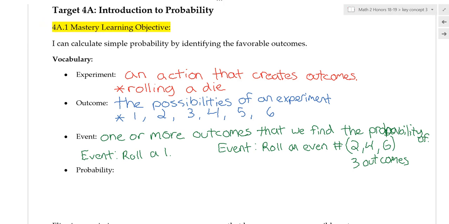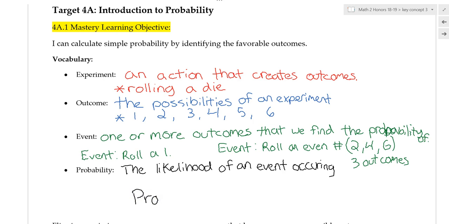Okay, then what is actually probability? Probability is the likelihood of an event occurring. So how likely is it that that's going to happen? How likely is it that you're going to roll a 1? How likely is it that you're going to roll an even? Okay?